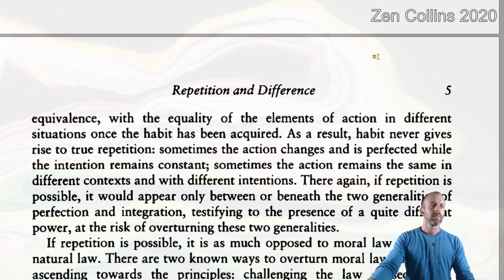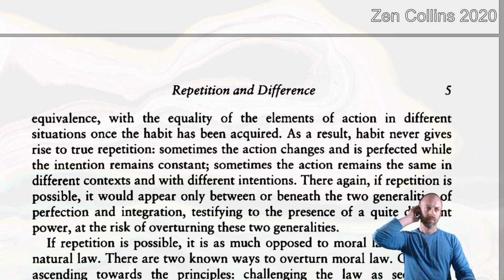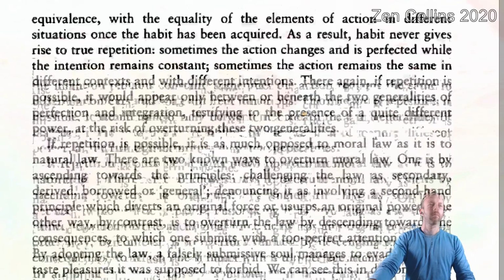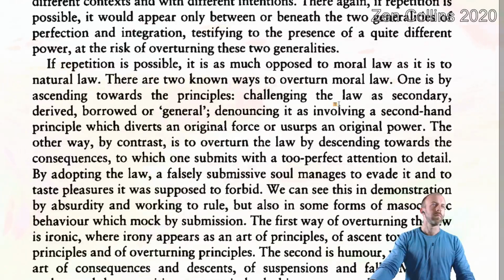Sometimes the action changes and is perfected while the intention remains constant, sometimes the action remains the same in different contexts and with different intentions. There again, if repetition is possible, it would appear only between or beneath the two generalities of perfection and integration, testifying to the presence of a quite different power. At the risk of overturning these two generalities, if repetition is possible, it is as much opposed to moral law as it is to natural law.